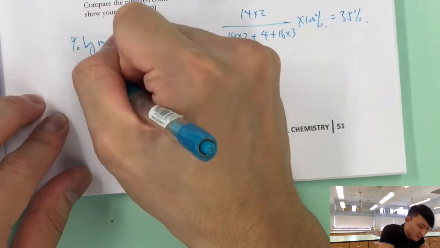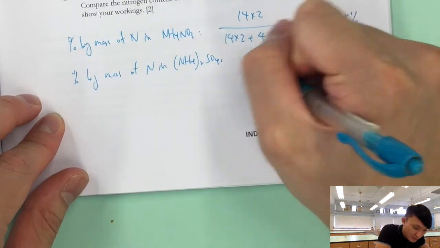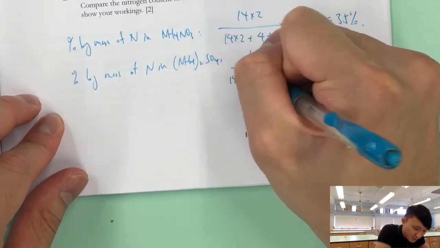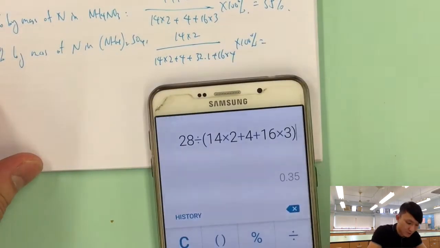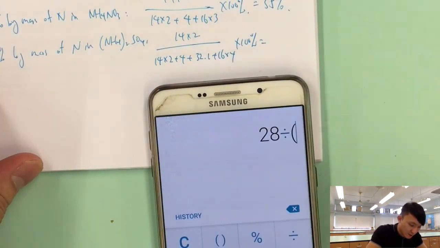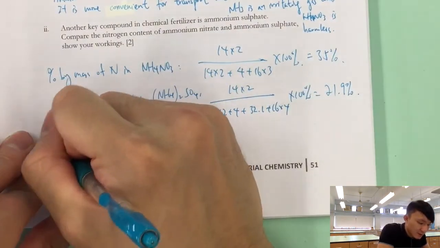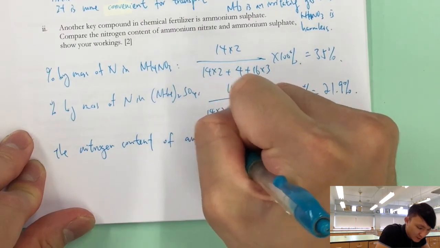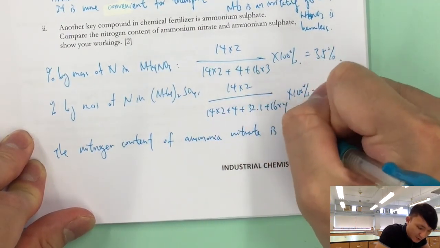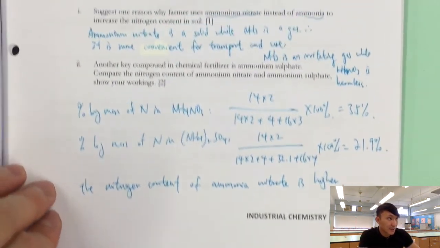So you do something similar. Again, 14 times 2 on top, and down here we have 14 times 2 plus 4 plus 32.1 plus 16 times 4, times 100%. So we have 28 divided by (14 times 2 plus 4 plus 32.1 plus 16 times 4), and that would be 21.9%. So obviously, the nitrogen content of ammonium nitrate is higher. Okay, so that's it for today's video.